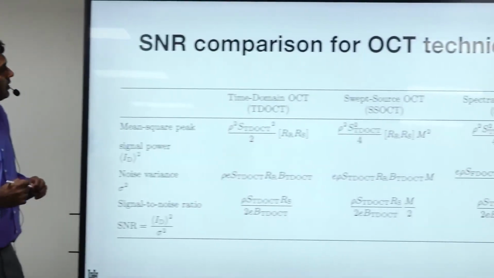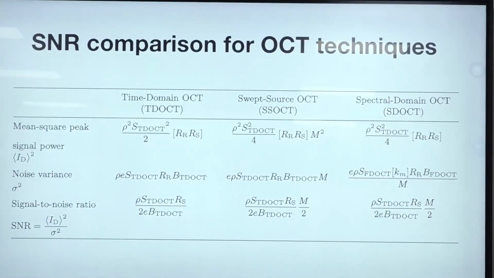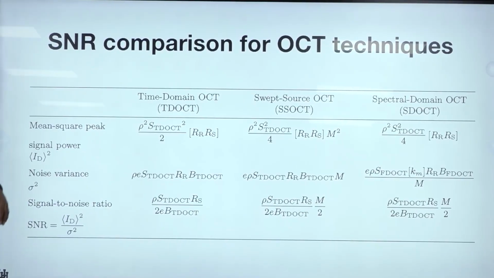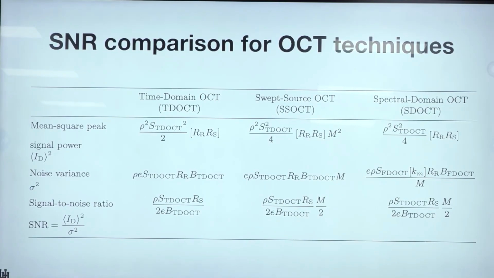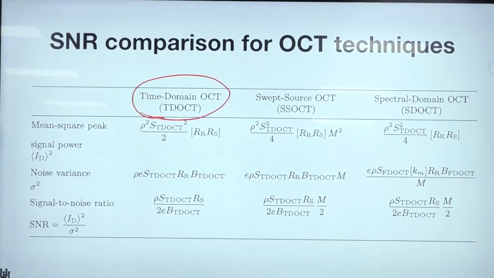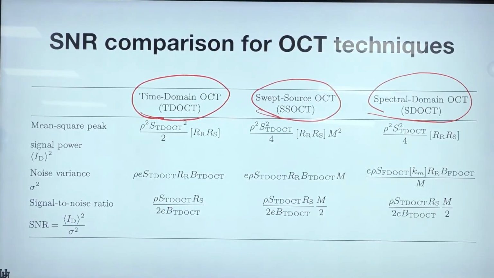So the last thing I'll talk about in terms of practical comparison is SNR, signal to noise ratio. It turns out that this is a famous paper by Michael Choma et al. What they showed in this paper was that if you compare time domain OCT, swept source OCT, and spectral domain OCT, they calculate the SNR theoretically for all three cases. In one case, the signal intensity squared divided by the noise variance.